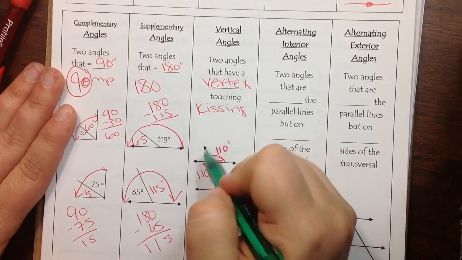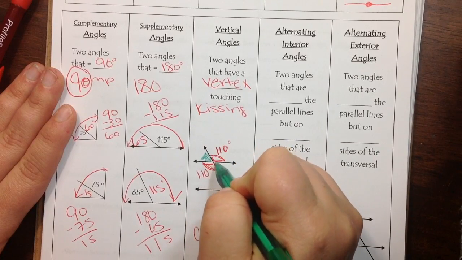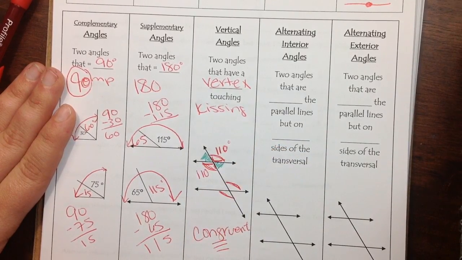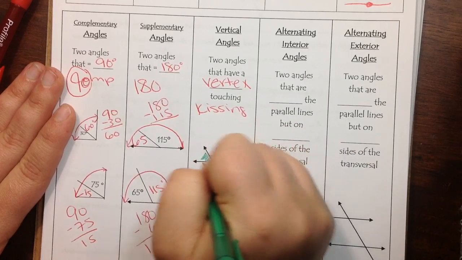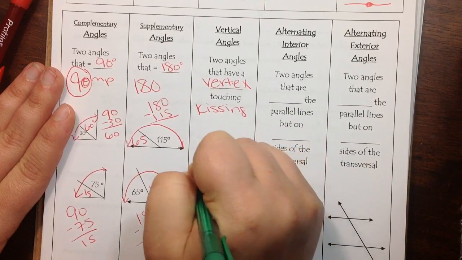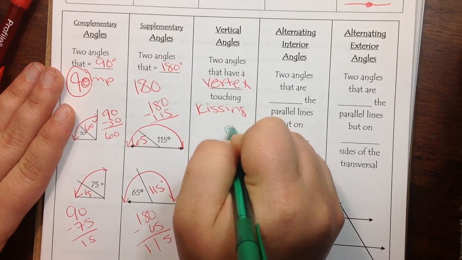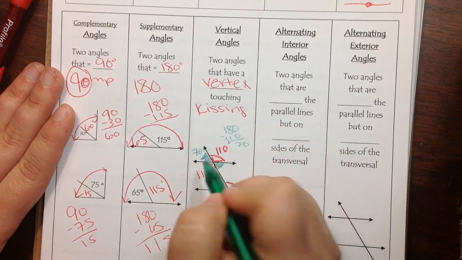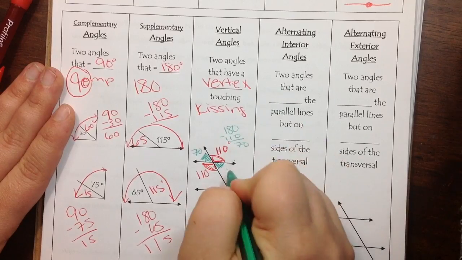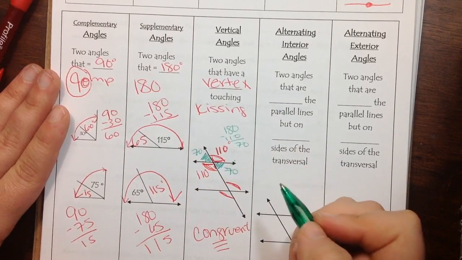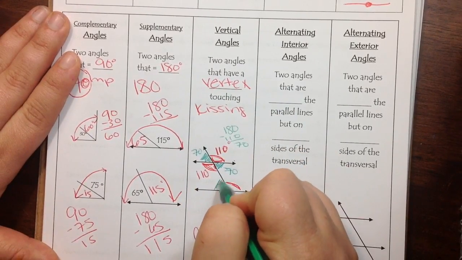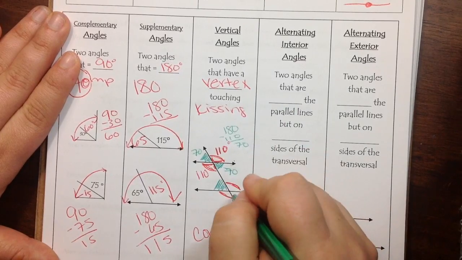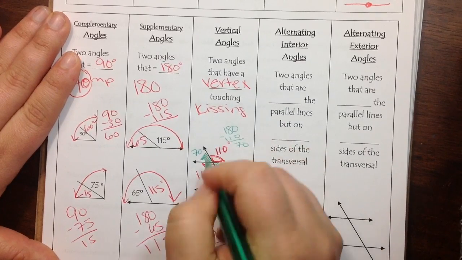So if those are vertical, that means that this little triangle kissing this little triangle are vertical. And because this is a straight line, from here to here is a straight line, you would just do 180 minus 110, and you would get 70. So this vertical angle is vertical to this guy, and they're both 70. Okay? Which also means that this guy is 70, and this guy is 70.